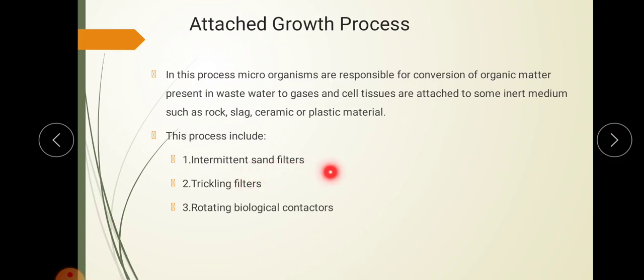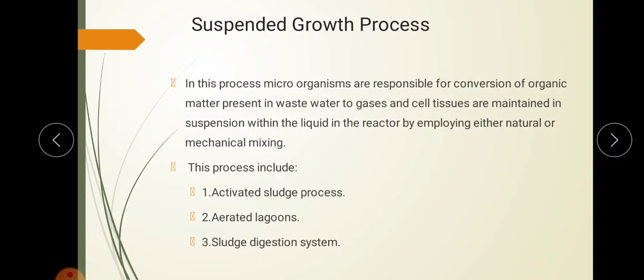And examples: intermediate sand filter, trickling filter, rotating biological contactor. And next is suspended growth process. So in this process, here also microorganisms are responsible for conversion of organic matter to gases and cell tissues. And these microorganisms are maintained in suspension within the liquid in the reactor by employing either natural or mechanical mixing. That is, these microorganisms are maintained in suspension within the liquid, either by natural mixing or by mechanical mixing. That is suspended growth process.